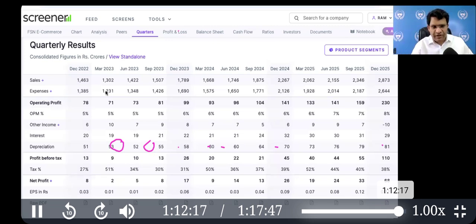So, can you calculate the net profit margin of this company? Operating profit margin is already given. So you calculate here, net profit, you can take this 33, and sales. Net profit margin, it is called NPM, is equal to net profit divided by sales multiplied by 100.